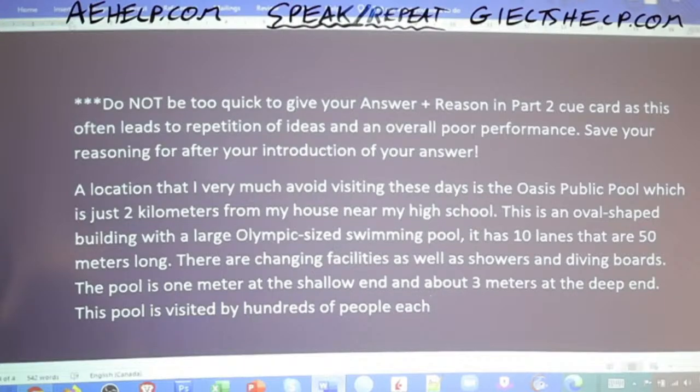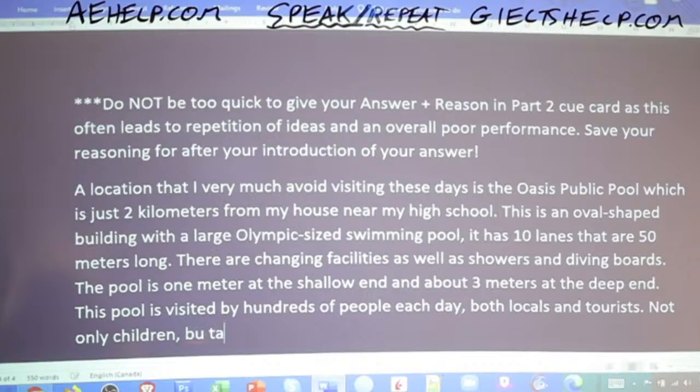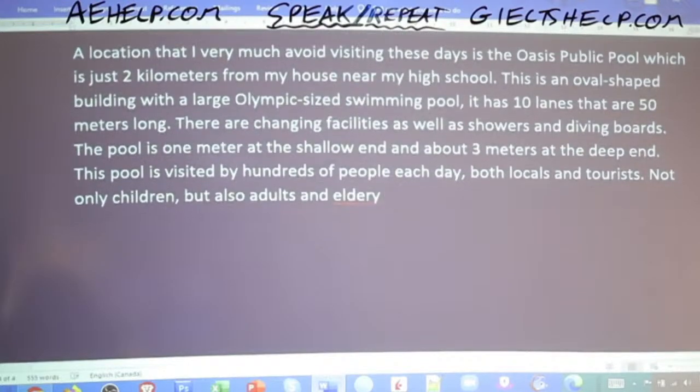This pool is visited by hundreds of people each day, both locals and tourists. Not only children, but also adults and elderly go to this pool frequently.